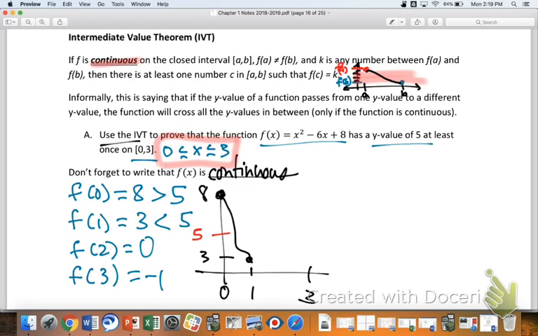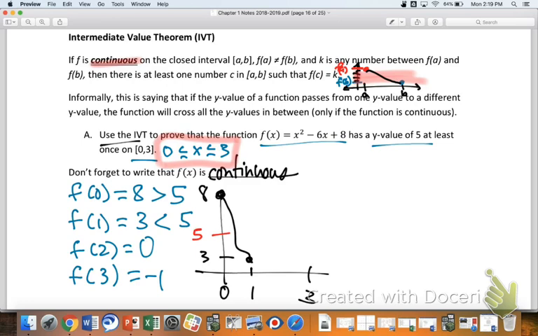Mm-hmm. Right? So what we've done is we found a y value above our target. We found a y value below our target. Therefore, we kind of have this. We just need to conclude, don't we? So check it out. Here would be an example of a conclusion. Please read carefully. Watch carefully.